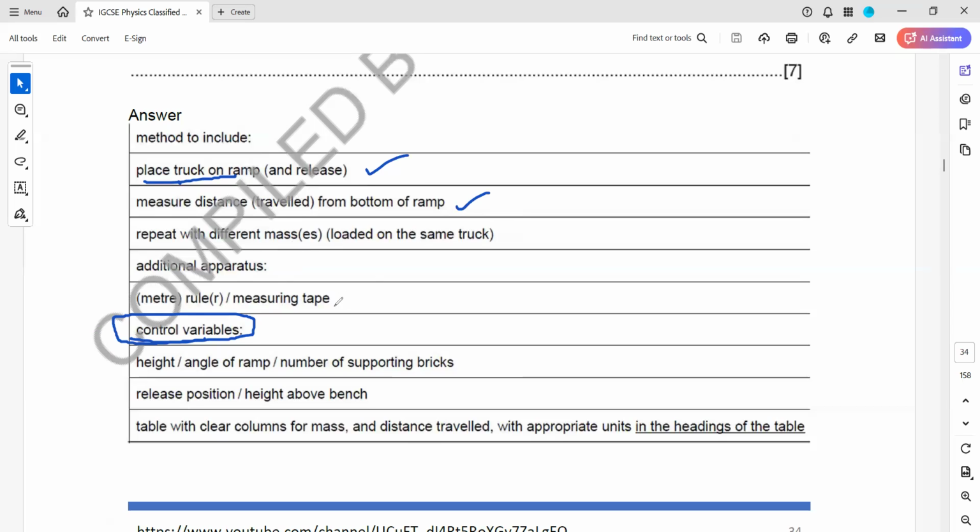We use a meter rule or a measuring tape as needed. The height or angle or number of supports should be the same, and the position or the height from which we are releasing it. And a table with a column heading for the mass and the distance traveled with the appropriate units. So appropriate unit, they did not say SI unit, they said appropriate unit. That's why I'm saying practically gram and centimeters are more appropriate for mass and length as compared to kilogram and meter. Is it clear, this experiment? Anyone having a doubt?